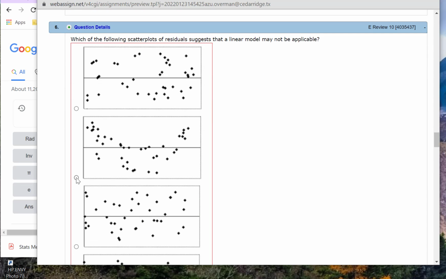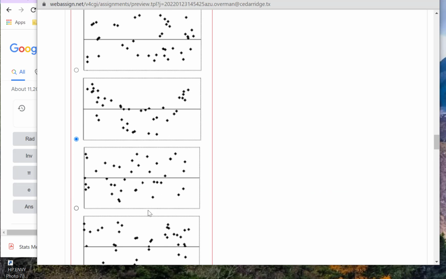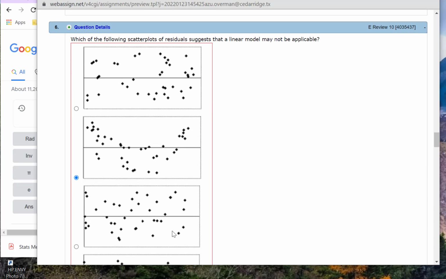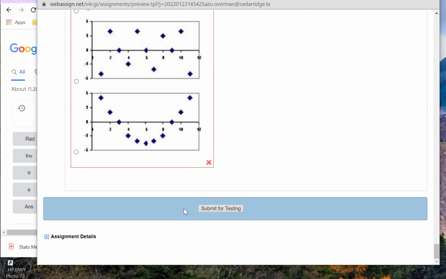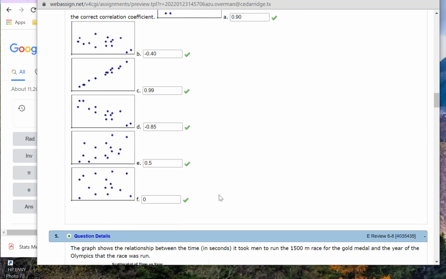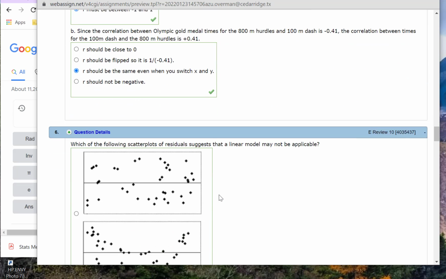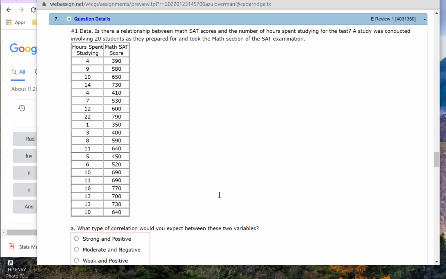Let me make sure my little dots are lined up with the right graph. All right. Everything else looks pretty scattered. We'll submit that one. So we're already to question 6. And it was right. Of course it was right. Oh, no, more data.